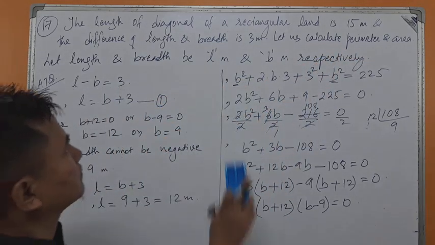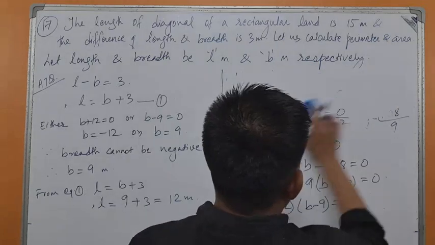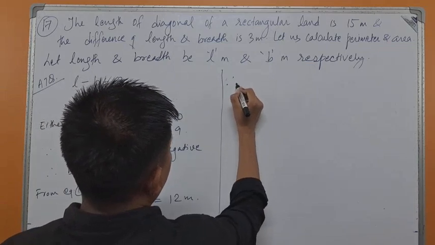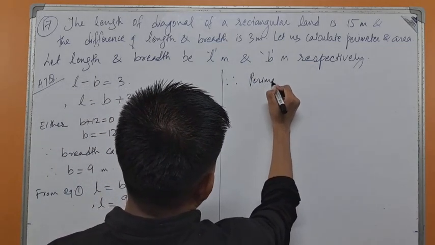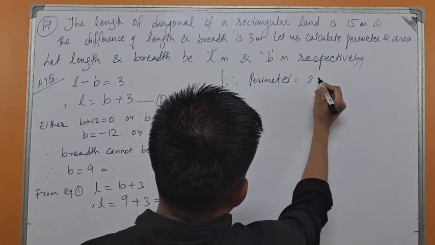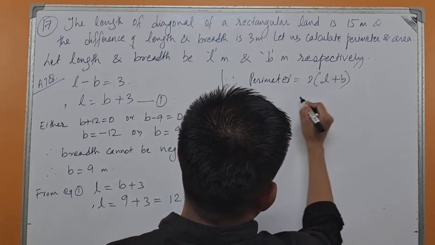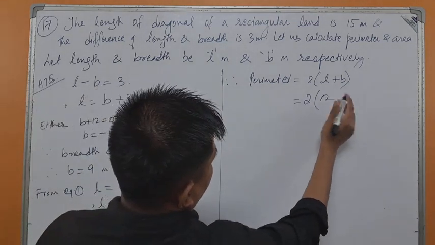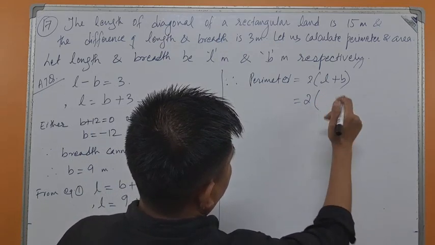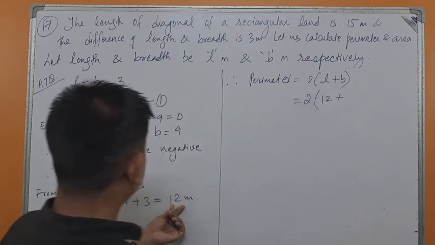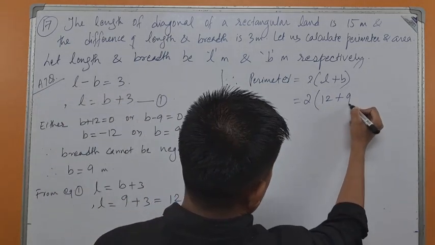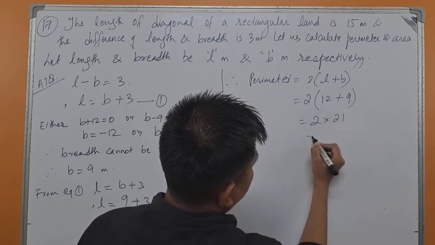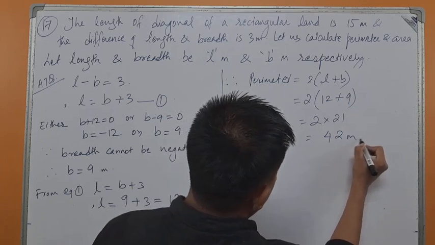So let me erase this. Therefore perimeter equal to 2 into length plus breadth, isn't it? So what is length? Length is 12 meters, 12 plus breadth is 9 meters. So 2 into 12 plus 9 is 21. So 2 1s are 2, 2 2s are 4, 42 meters.